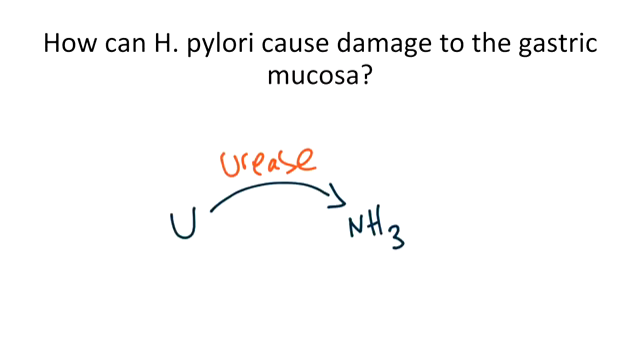The ammonia gets converted into ammonium in the acidic environment of the stomach. The ammonium is toxic to the gastric epithelium and can disrupt the normal mucosal barrier. Over time, the stomach becomes damaged, which can result in ulcers and inflammation of the stomach, or gastritis. Okay, let's move on to the small intestine.